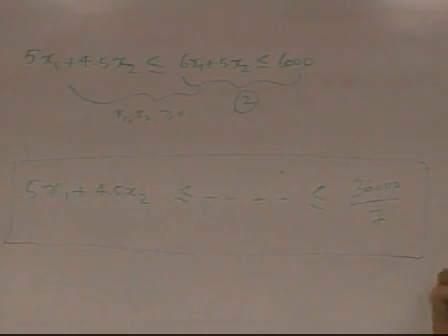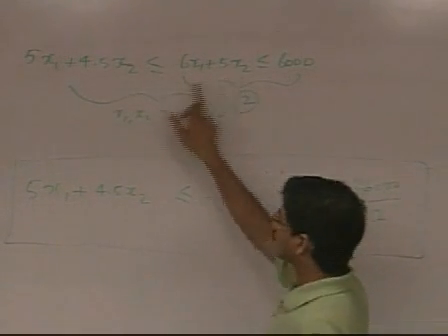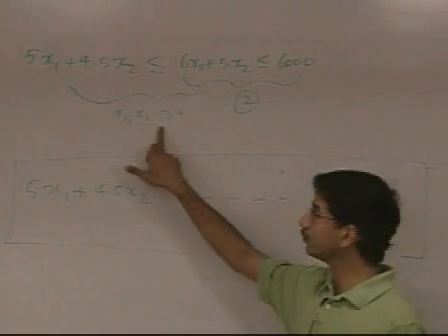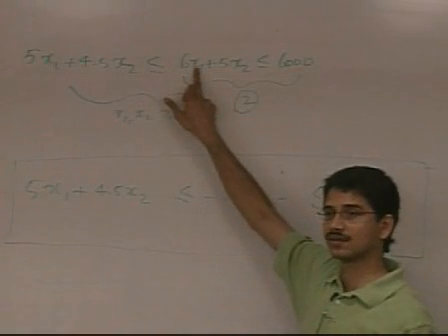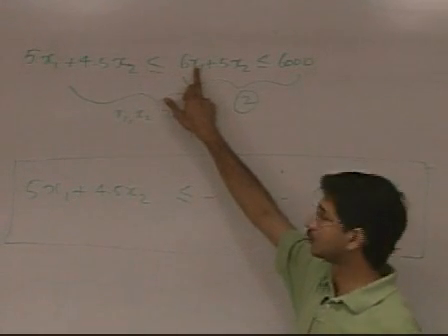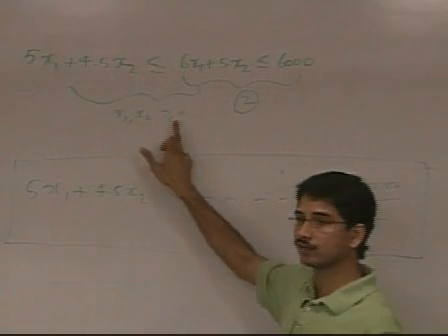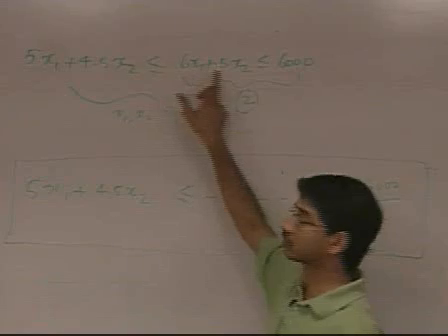Yes? Go over again how you know 5x1 plus 4.5x2 is less than 6,000. Okay, so that's because x1 is non-negative, so 5x1 has to be at most 6x1. Similarly, x2 is non-negative, so 4.5x2 is at most 5x2.